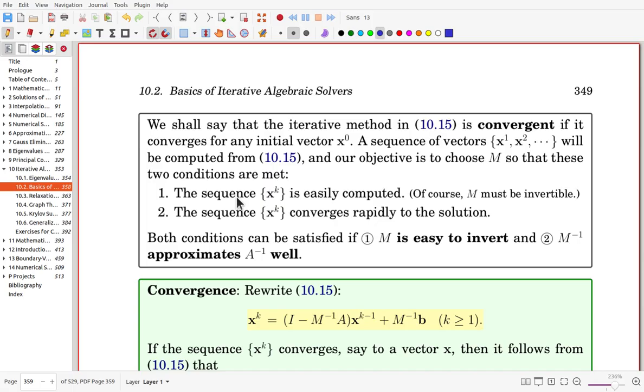The sequence of iterates is easily computed, and that means that M must be invertible first of all, and then M must be easy to invert. And this second condition: the sequence converges rapidly to the solution. That means that M is a good approximation of A. Usually we say M inverse is a good approximation of A inverse. Then it means that the approximation is in a spectral sense, around eigenvalues, so that when you deal with M inverse A, from an eigenvalue point of view it is around the identity.